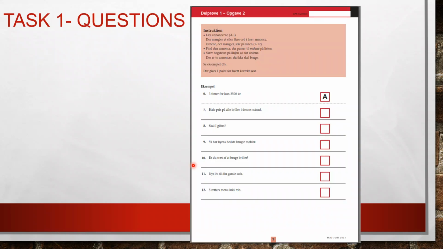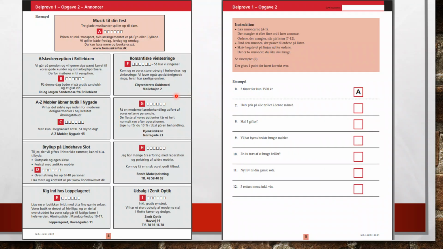So let us look at the questions first. If you see the questions, each will fit into one of the boxes in the given material, right? So how to do that actually? Let us take one example. Number 7, half price for all glasses this month, means half price on all the glasses in this month, right? So how to find where it fits?